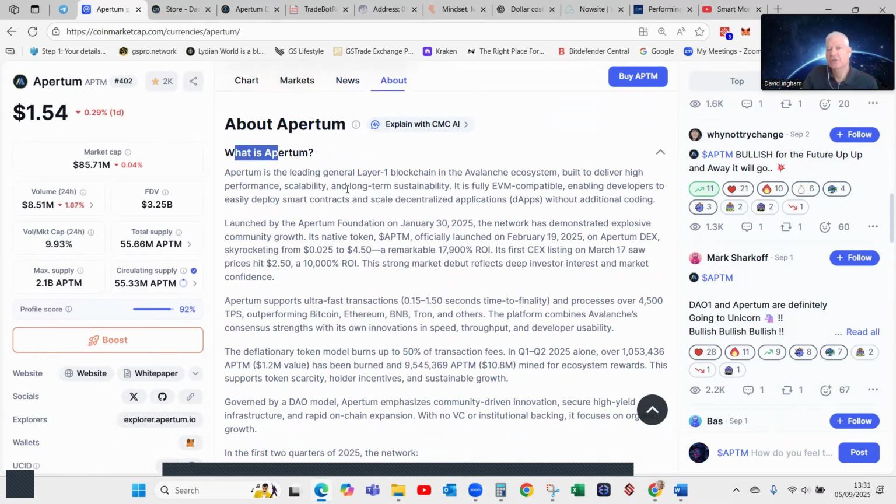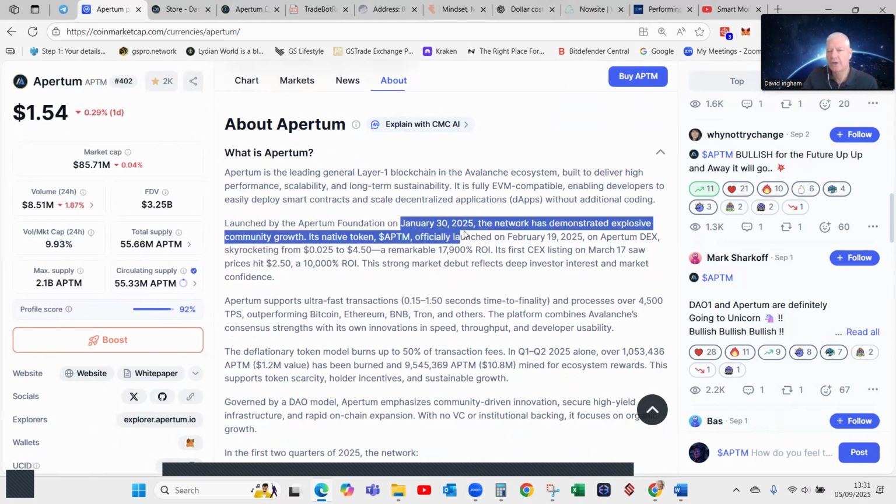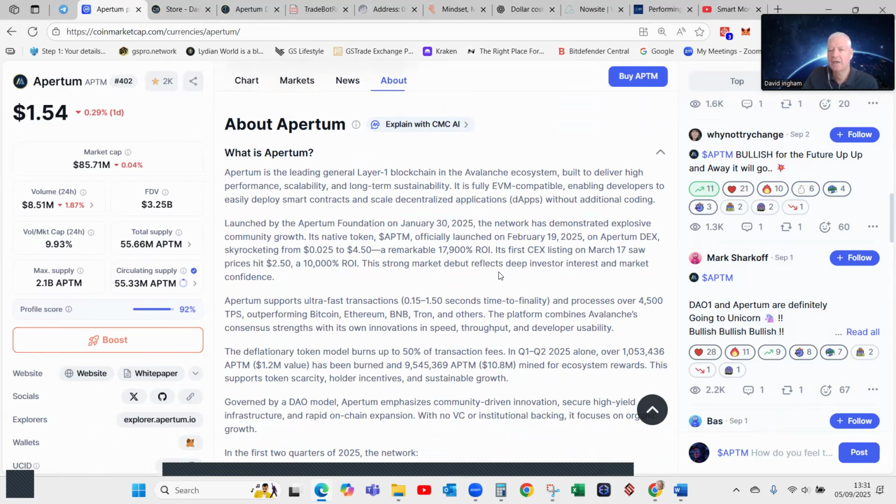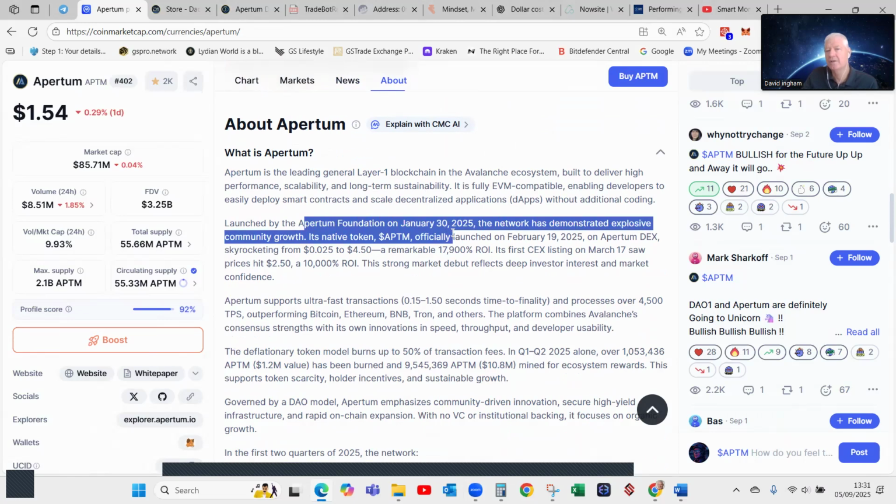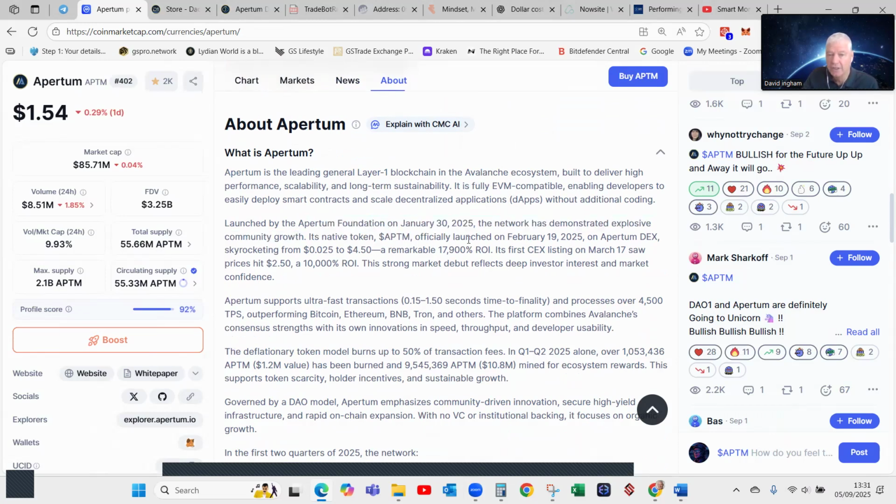Apertum is a leading general layer 1 blockchain in the Avalanche ecosystem, built to deliver high performance, scalability, and long-term sustainability. And we launched on January the 30th. The foundation of Apertum was on the 30th, but the actual network has demonstrated explosive community growth. Its native token was officially launched on February 19th, on the Apertum DEX. So really, really excited about this project.